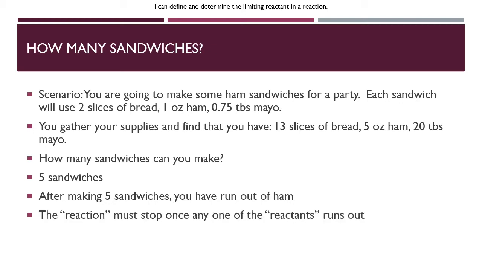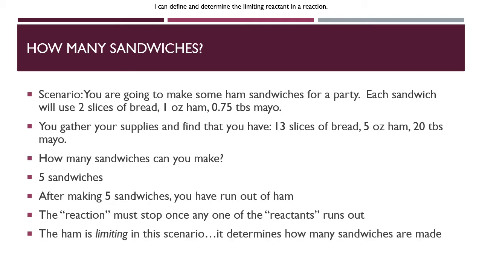In other words, the reaction, in this case the making of the sandwiches, must stop once any one of the reactants runs out. So once any one of these reactants, the bread, the ham, or the mayonnaise, runs out, the reaction must stop. And that is the case with any chemical reaction. Once you run out of any of the reactants, whether there's 1 reactant or 10 or however many there are, the reaction is over. So in this case, we would call the ham limiting. It is limiting in this scenario, and thus it determines how many sandwiches are made.